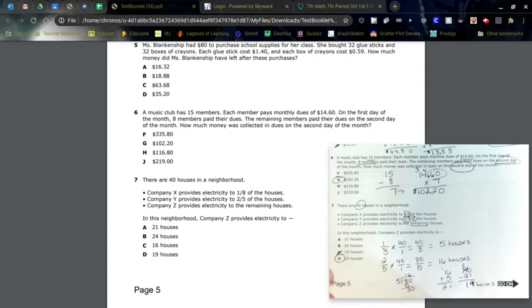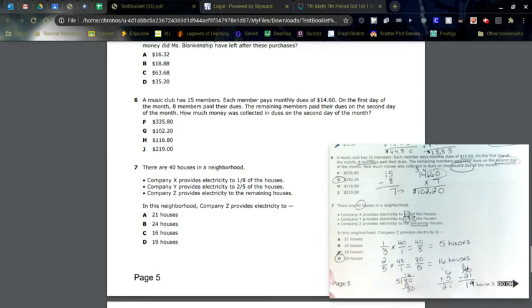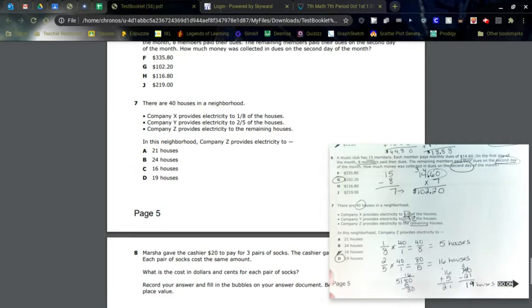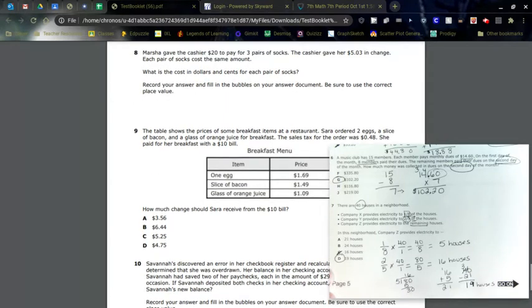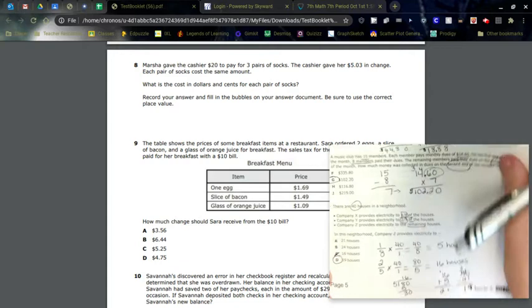Okay, we getting understanding so far? Okay, we got 3 more. Last page.